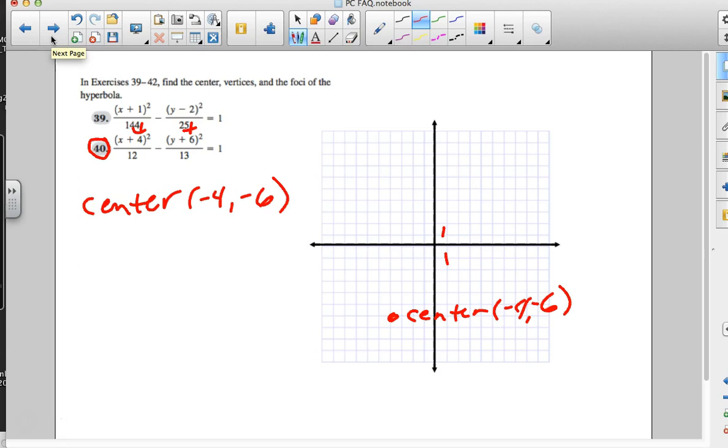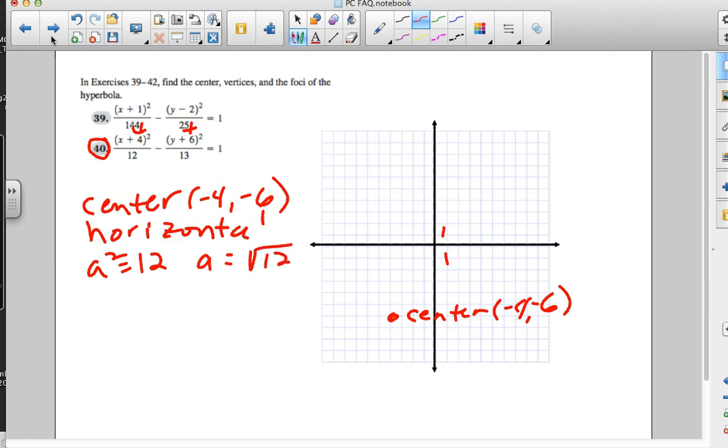X squared is first, so this is horizontal. It's x squared minus y squared. And a squared is 12. All right, so a is going to be the square root of 12. Which I know you could leave it like that. We wouldn't take points off, but that's just going to drive me bonkers. So I'm going to change that to 2 square roots of 3 by simplifying that one. All right, next up, b squared is 13. So b is the square root of 13, but that's not simplifiable. So we'll just leave that there.